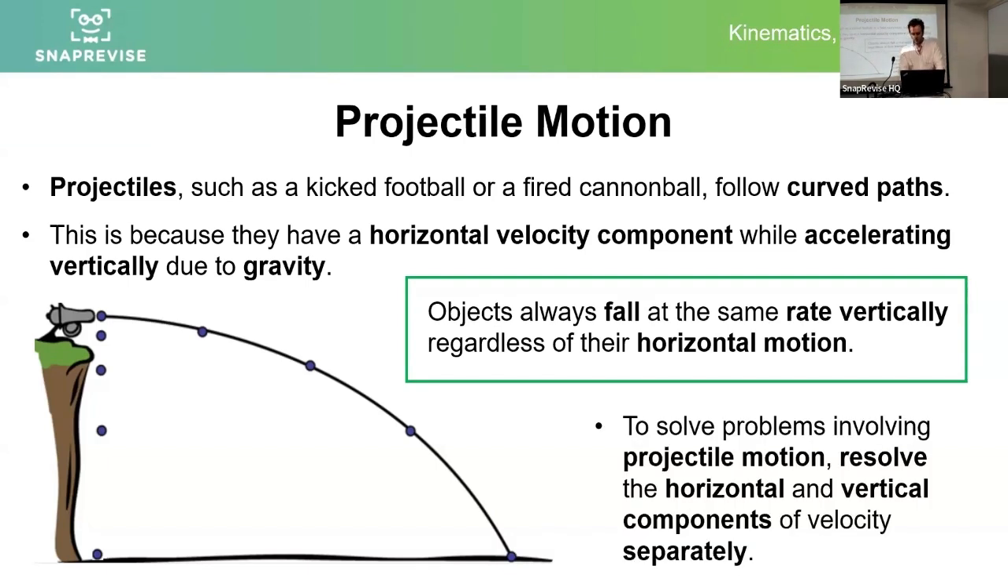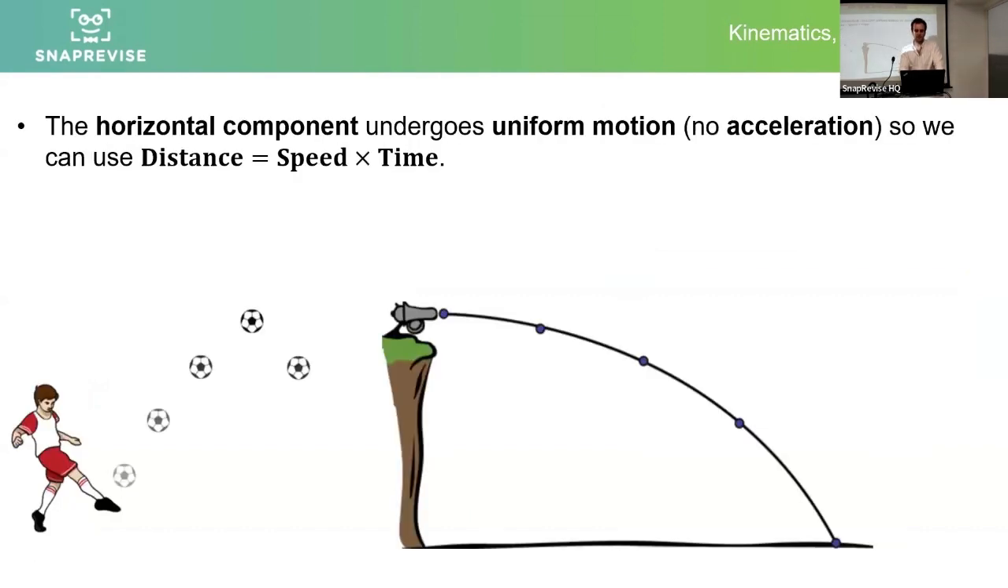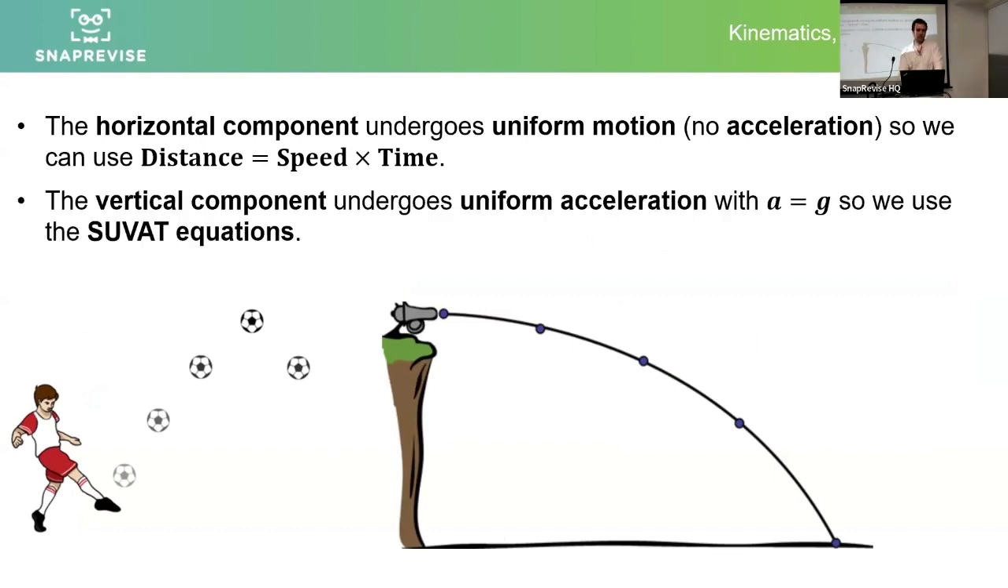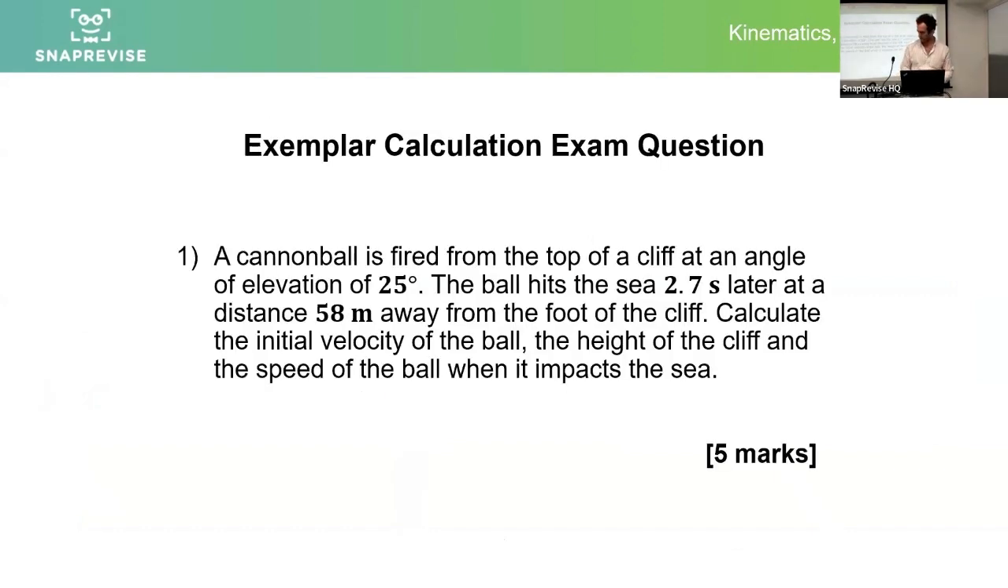Okie dokie. So, given that vertical and horizontal are independent axes of motion, it seems like a good idea to separate them out. The horizontal component undergoes uniform motion, like you would have done in year 7 levels of calculation. Speed is distance over time. We don't technically need SUVAT for the horizontal component. The vertical component has constant acceleration. Acceleration is at play, so we're going to need help from our good friends, SUVAT.